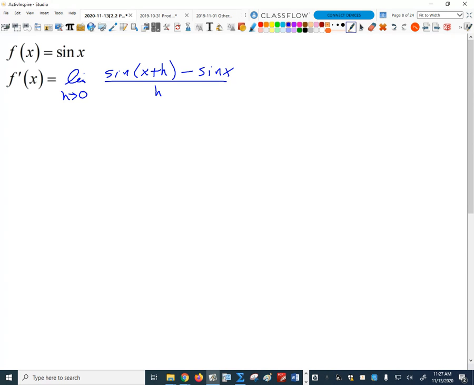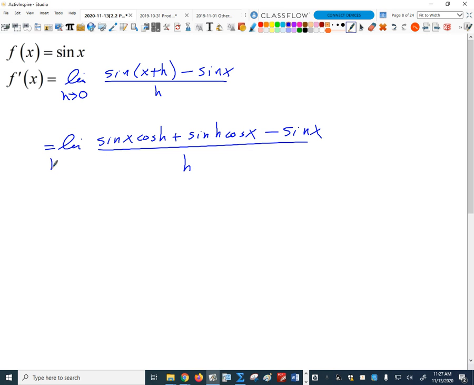And then all we have to do here, this is not a very hard one, is expand this sine of a sum. That gives us the limit of sine of x plus h, which is sine x cosine h plus sine h cosine x, and then we have our minus sine x over here, all over h.